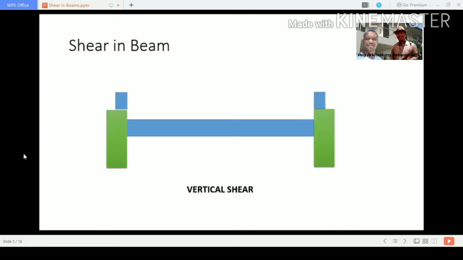Okay, so we have the vertical shear. Vertical shear is a tendency of one part of the beam to move vertically with respect to an adjacent part. The magnitude of the shear force at any section in the length of a beam is equal to the algebraic sum of the vertical forces on either side of the section.